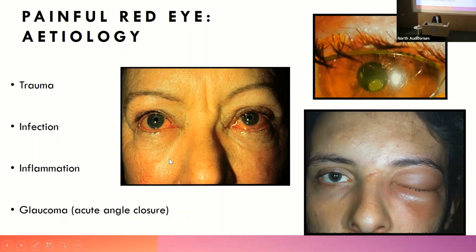What do you guys think this is? Can I have some guesses? Or let's describe it first of all. So this is how I think about it. Is it monocular or binocular? Binocular? Do you think there's discharge? Yeah, agree. Anything else?